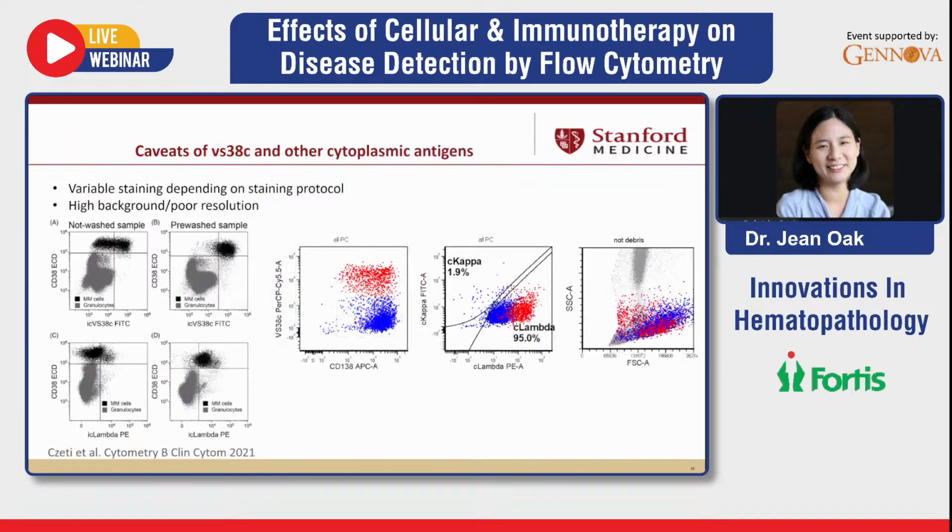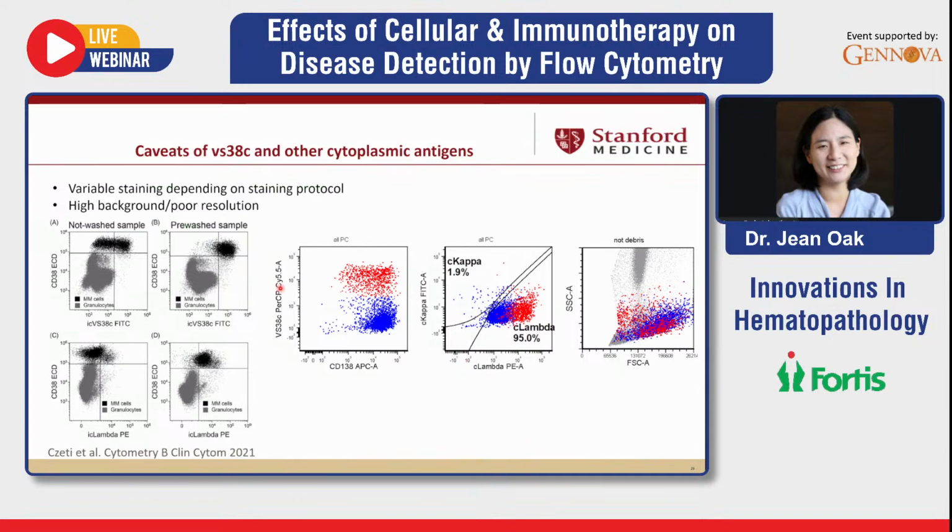With that being the case, VS38C is known to have some issues. So VS38C staining is actually highly dependent on the staining protocol. And two, it also has a lot of granulocytes. As you can see in Cytometry B a few years ago, depending on whether it was washed or not, or which detergent was used, you can actually see more of a smeary pattern if you're not careful.